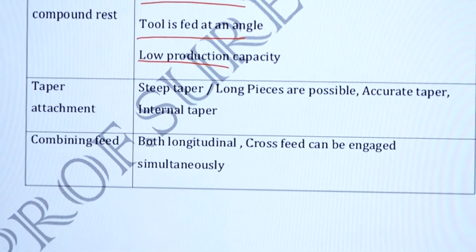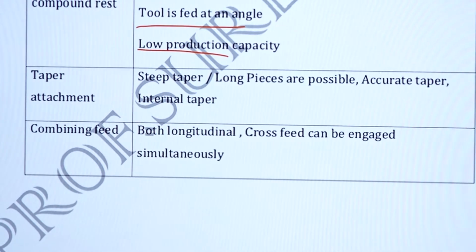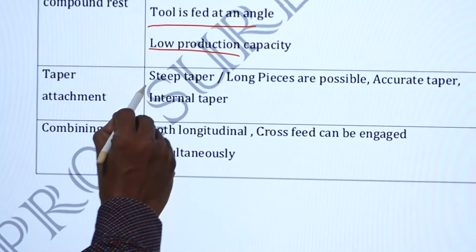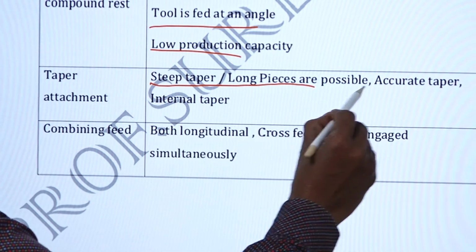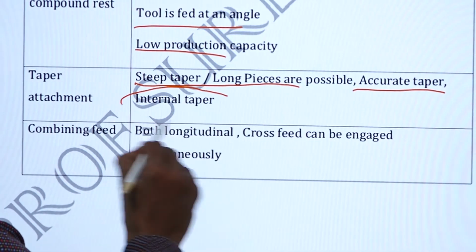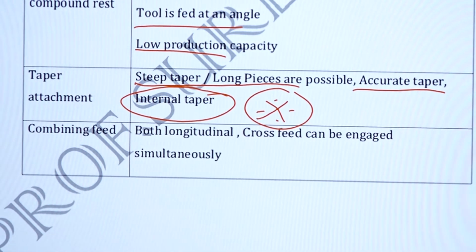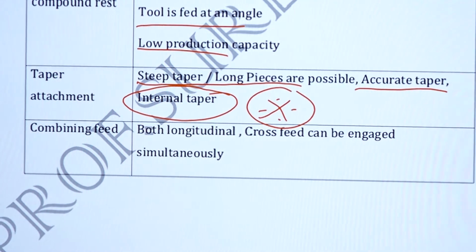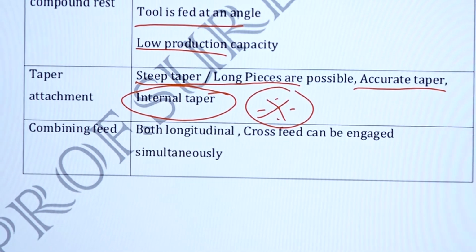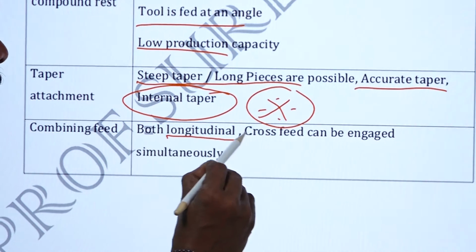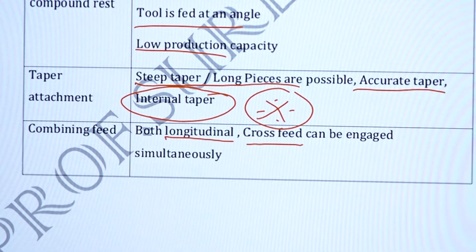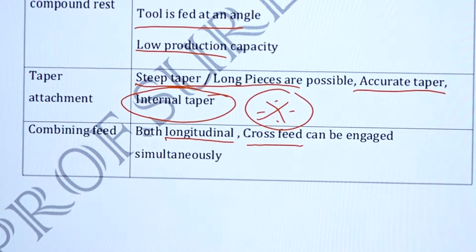Then next we are going to discuss the taper attachment method. The taper attachment method is used for steeper taper on long pieces. Accurate taper can be produced, and the most important, internal taper can be produced by the taper attachment method. And we have the combining feed method. Here longitudinal feed and cross feed are combined together simultaneously to produce the taper turning.